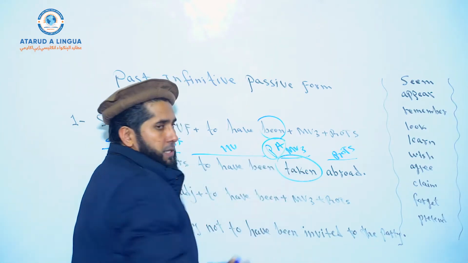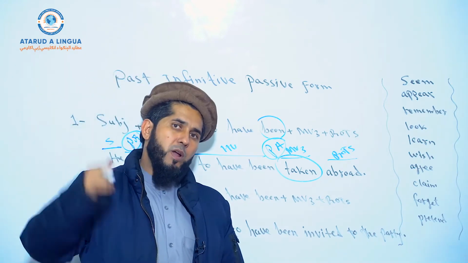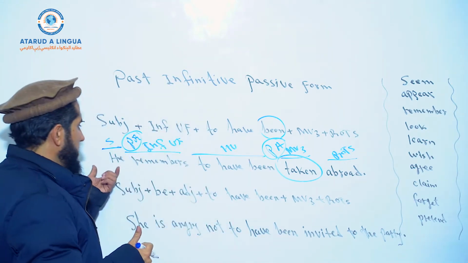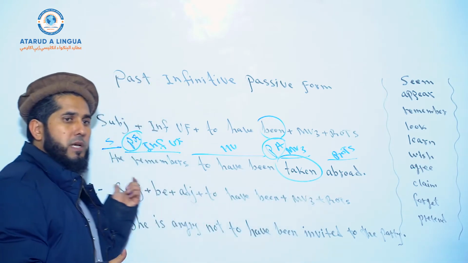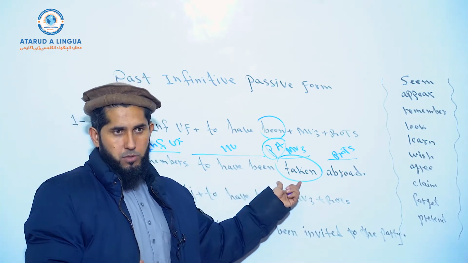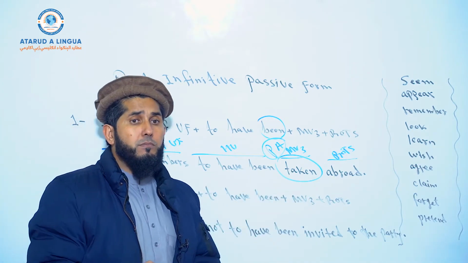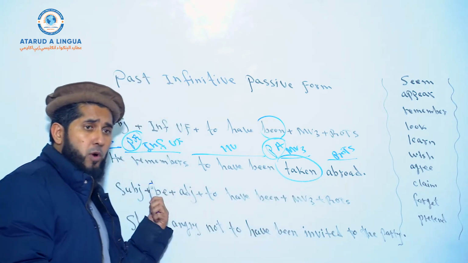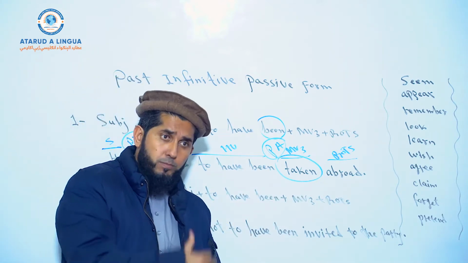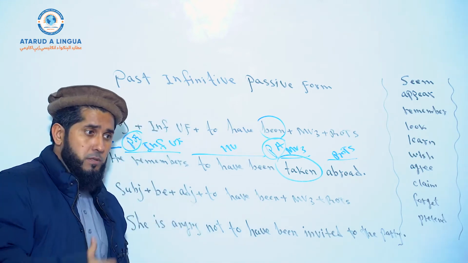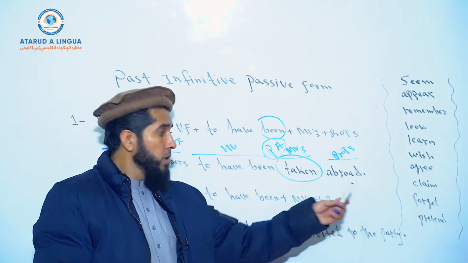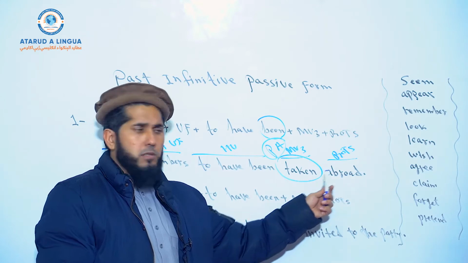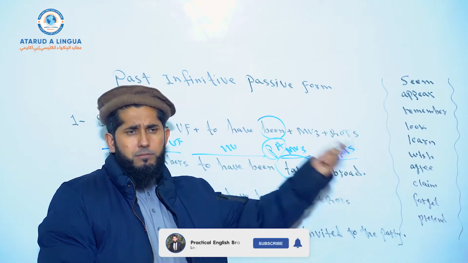But the difference is here. According to the previous structures, the subject was the doer of the action. Here, the subject is the receiver of the action. Okay? And if you think that the person who took him abroad is also important to be mentioned, I mean, it's necessary to mention the person who performed this action, so you may say, by his father.